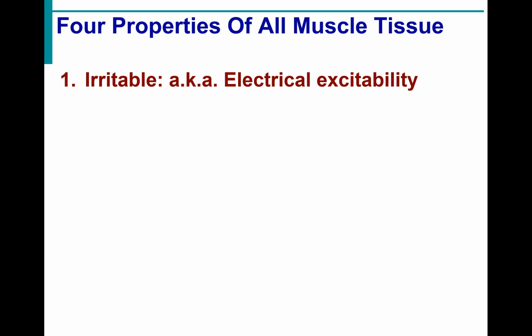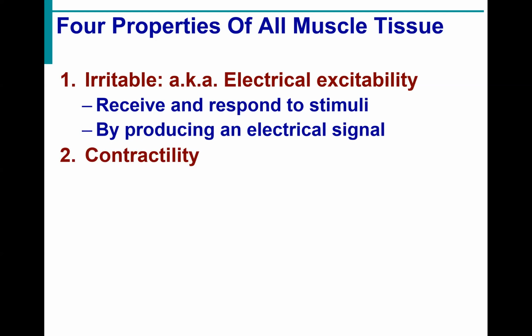To be irritable means that you can receive a stimulus and you respond to it. Most parents stuck at home with their kids are becoming very irritable. They're receiving a stimulus and they respond to it. Now, the way that muscle tissue responds is by producing an electrical signal. That electrical signal is called an action potential. I don't have that written there, so I'll go ahead and type that on here.